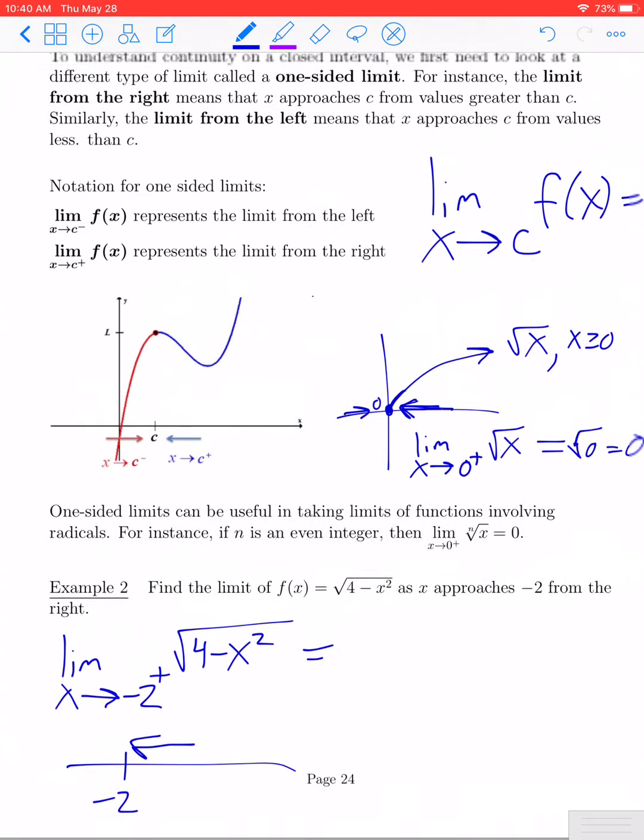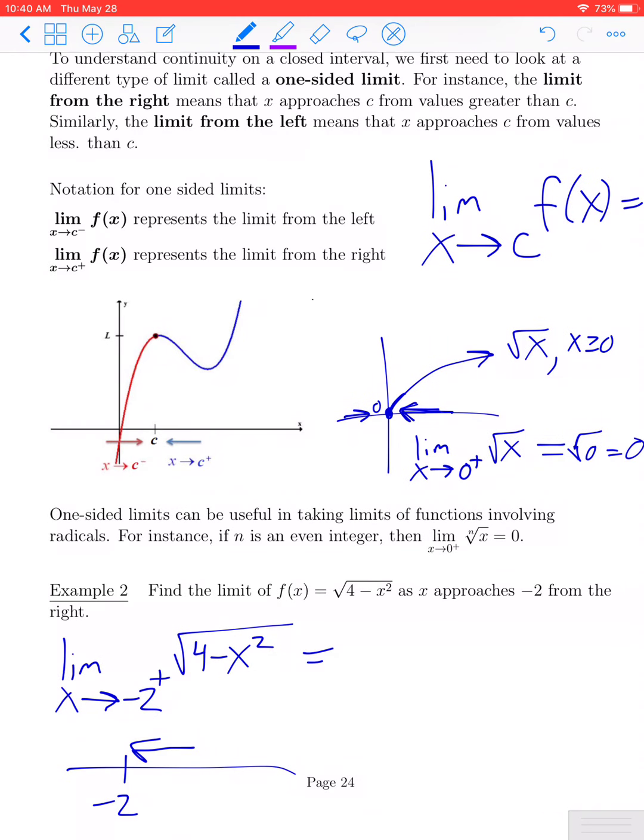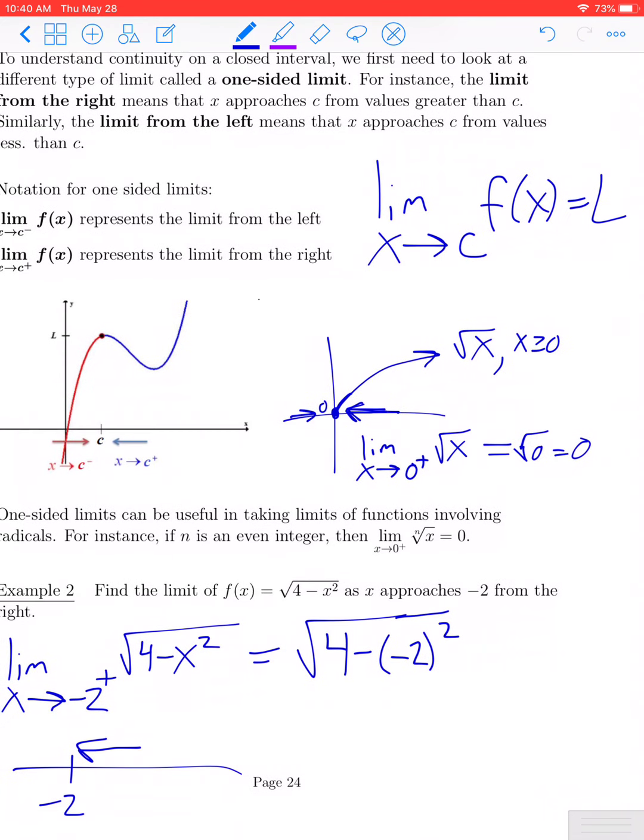4 minus x squared, that polynomial on the inside, is continuous at negative 2. It's composed with the square root function, which is continuous at 0, so we can actually find this limit via direct substitution. Everywhere we see an x, we can replace it with negative 2, which is the value we're approaching. This is the square root of 4 minus 4, which would be the square root of 0, which would be equal to 0.